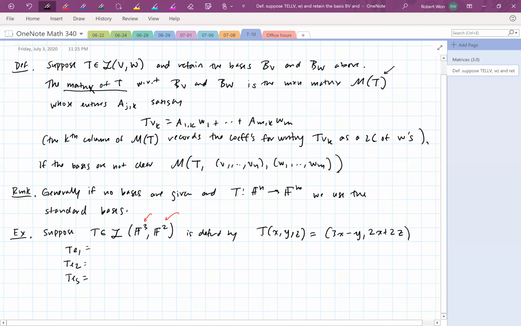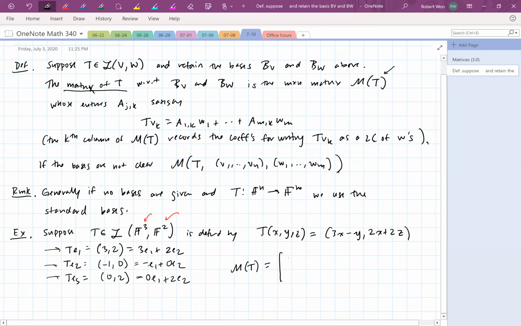What is T e1? That's T of (1, 0, 0), so that's (3, 2). T of e2: you plug in (0, 1, 0), so you get (negative 1, 0). If you plug in (0, 0, 1), you get (0, 2). Notice I've written these outputs with respect to the standard basis on F^2. This is what this notation means. So for the matrix of T, each column should record one of these vectors, the coefficients 3, 2, negative 1, 0, 0, 2.